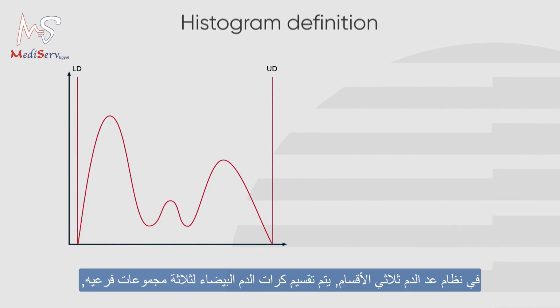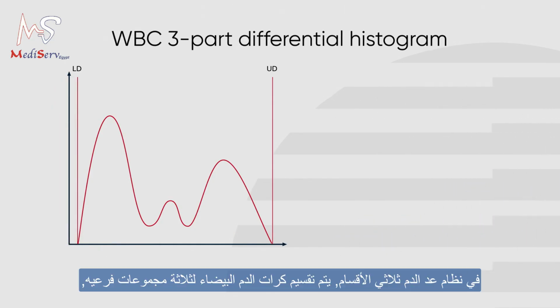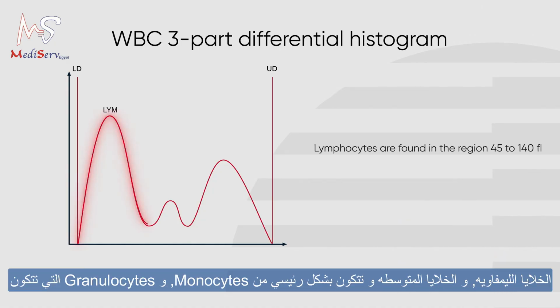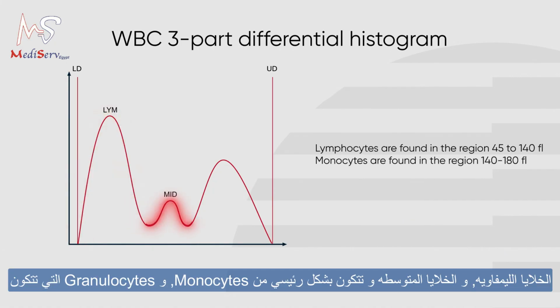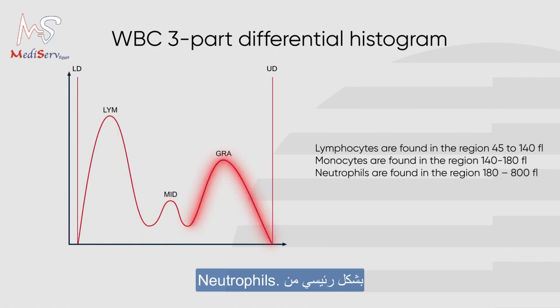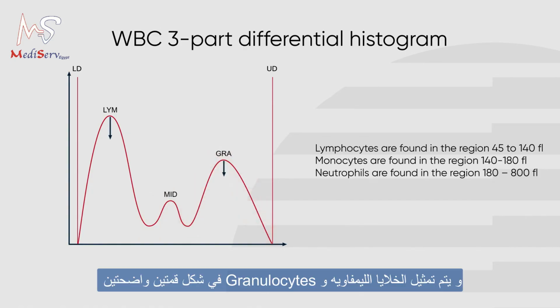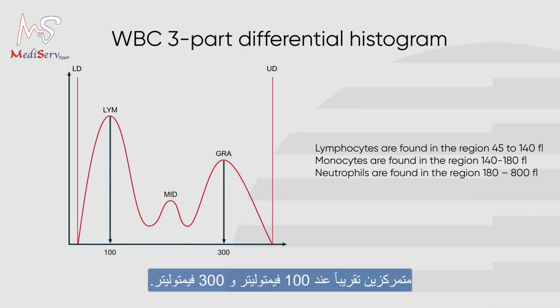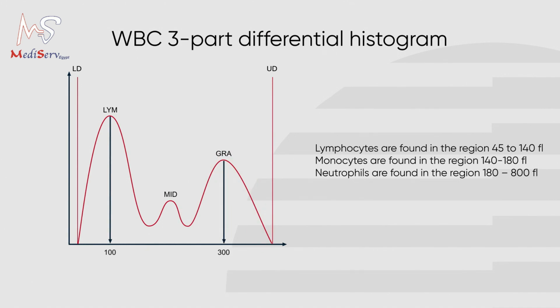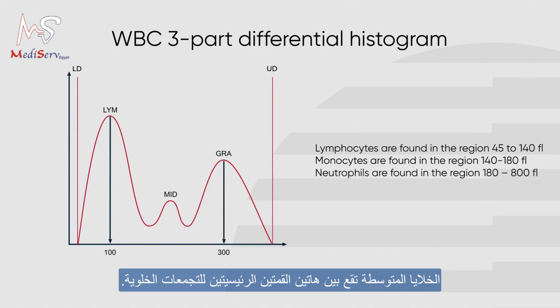In a three-part hematology system, the white blood cells are further separated into three populations: lymphocytes, mid cells, mainly containing monocytes, and granulocytes, which consist mainly of neutrophils. Lymphocytes and granulocytes are visualized in two distinguishable peaks centered at about 100 femtoliters and 300 femtoliters. The mid cells are situated in between these two main population peaks.